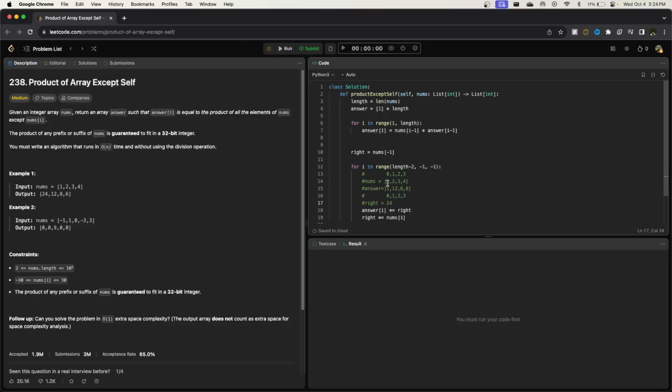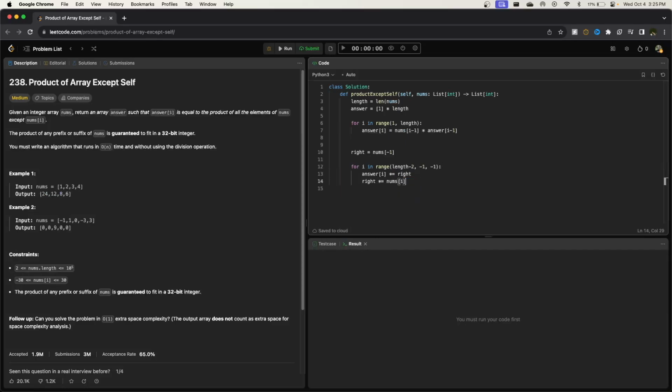We move 1 to the left, and then now we do answer at i. So this is equal to just multiplying this times right. So you're multiplying it times all the right values, and you get 24. And that should be the answer over here, right? So 24, 12, 8, and 6. So we did it correctly. And that's how this question works.